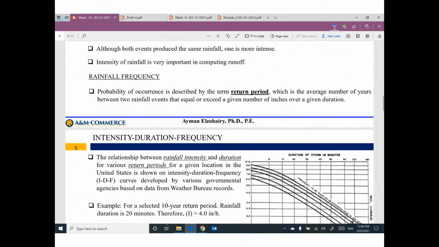Rainfall frequency, or return period, the probability of occurrence, is described by the term return period, which is the average number of years between two rainfall events that equal or exceed a given number of inches over a given duration.